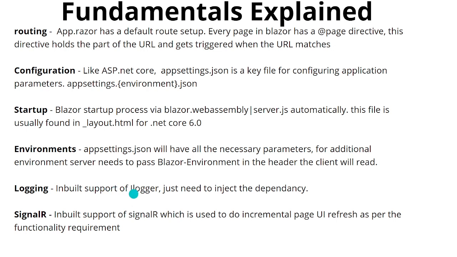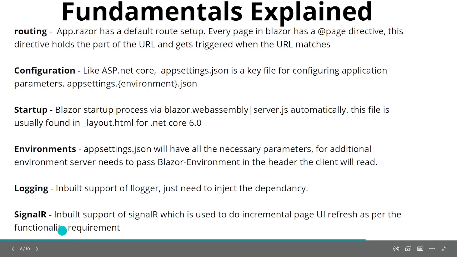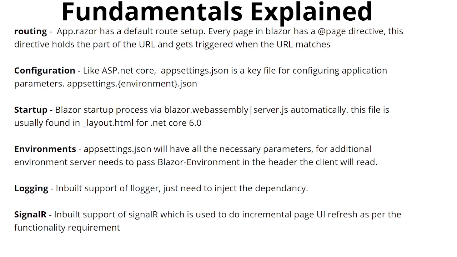Similarly, the best thing is the logging part. ILogger is inbuilt in Blazor apps. You just need to inject the dependencies and start using it, right? You don't require any external logger unless you want to use another logger that is more efficient than ILogger. And the best part is SignalR, which we have discussed already. The inbuilt support of SignalR means only the page refresh happens incrementally, without loading the entire page from the server.